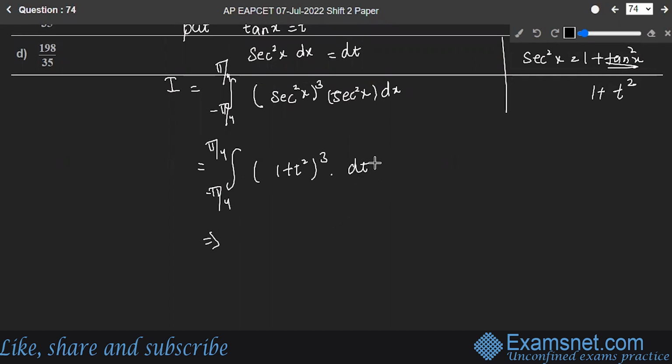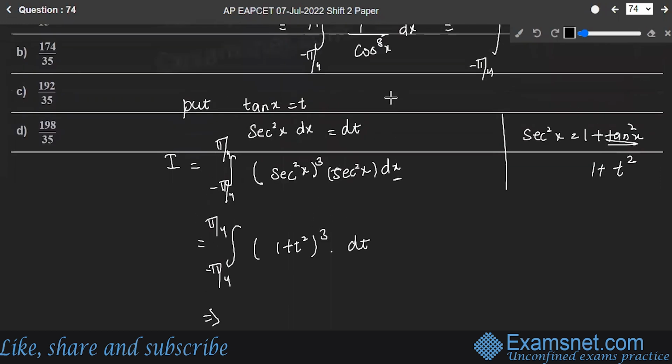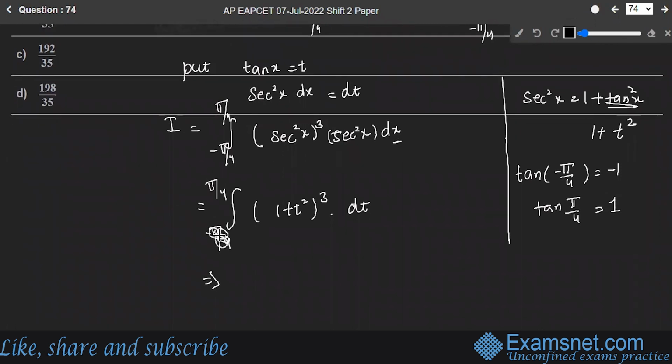Now, one more thing. If I'm changing this, then the limits will also change, right? For minus pi by 4, tan is equal to minus 1. And tan pi by 4 is equal to 1, right? So now let's change the limits as well over here. Here the limits will be minus 1 and 1, right? So now let's open up. This can actually be written as 0 to 1, and I'll take the 2 outside.